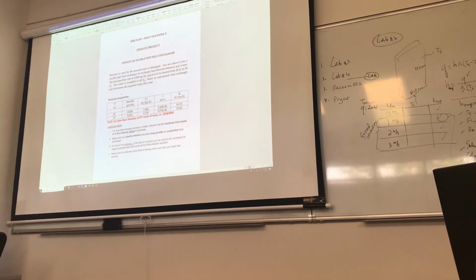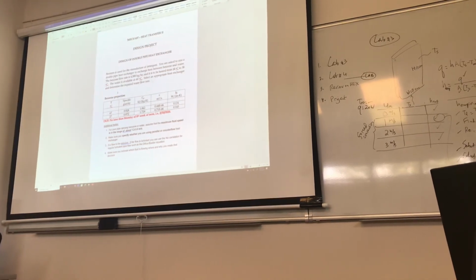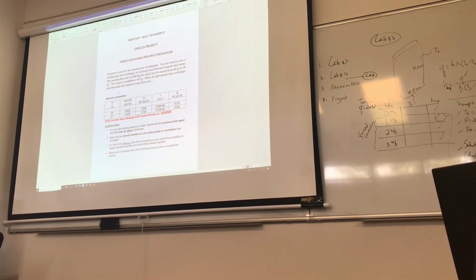Now, to get the maximum value of h, to get high heat transfer, do you want the fluid velocity to be slow or do you want it to be high in general?